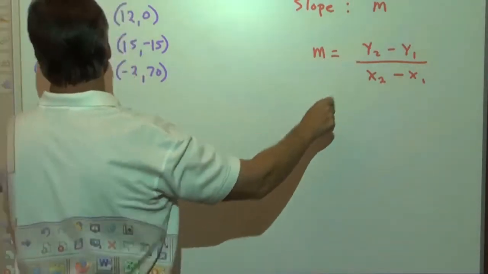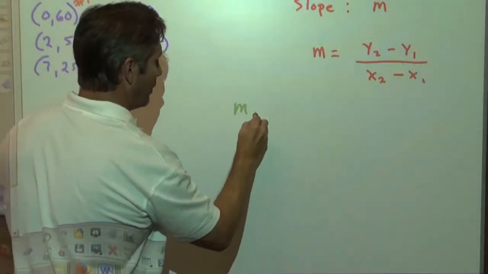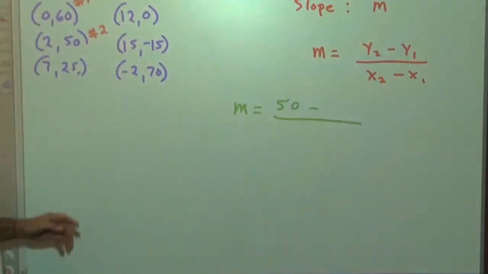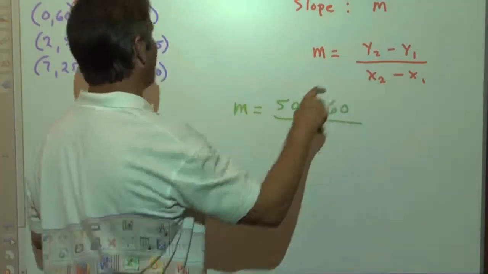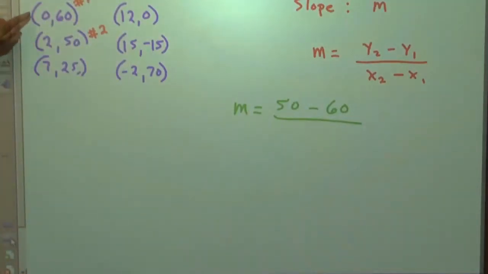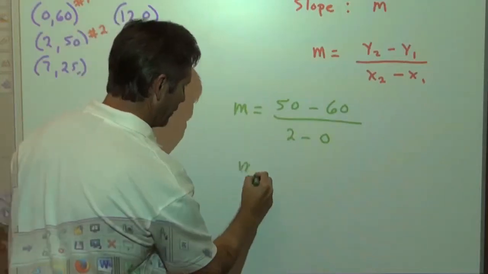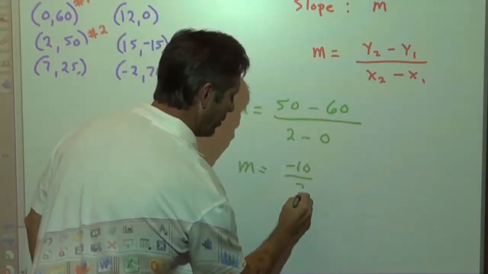The slope is y2, that's our second y, that's 50. So we're going to say, okay, slope is the second y, which is 50, minus the y of the first point. We're calling this the first point, so it's minus the 60, divided by the second x, that's the 2, and the first x of 0, so it's 2 minus 0. Now, when we do this math, 50 minus 60 is negative 10. Negative 10 divided by 2.